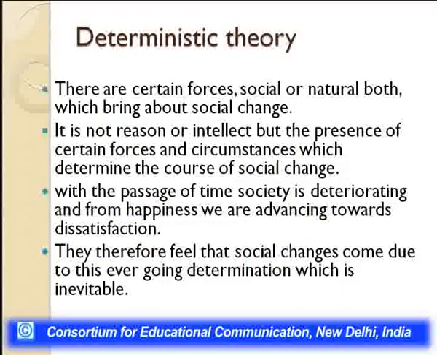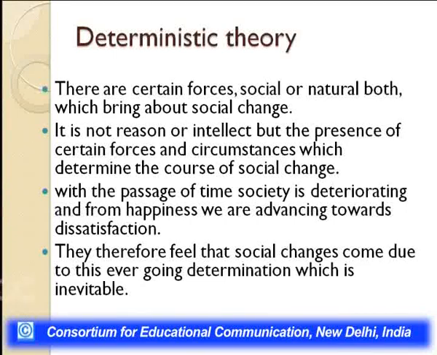The last theory is the deterministic theory of social change. There are certain forces or natural forces which bring about change. So, deterministic theory implies the factors which are permanently responsible for change in a society. It is not reason or intellect, but the presence of certain forces and circumstances which determine the course of social change. With the passage of time, society is deteriorating, and from happiness we are advancing toward a dissatisfied society.